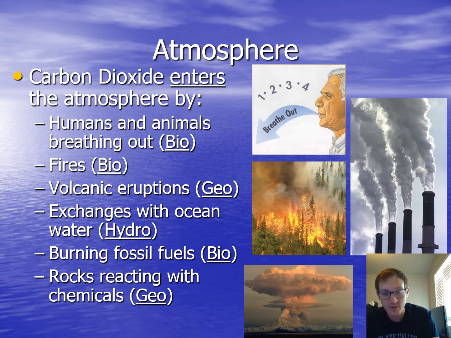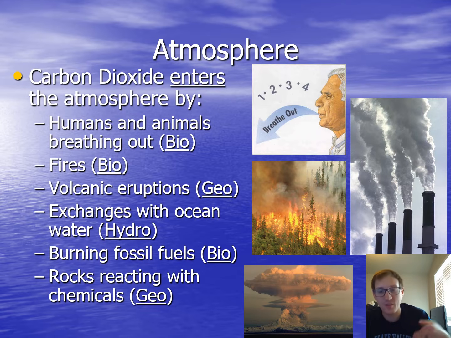Number 1, humans and animals breathing out carbon dioxide puts more carbon dioxide into the air. Fires create carbon dioxide, so wildfires put more carbon dioxide into the atmosphere. Volcanic eruptions do a couple, kind of both. That's actually technically from the geosphere because it's coming from the inside of the Earth. A volcanic eruption is obviously going to have some carbon dioxide. So that is an exchange from the geosphere into the atmosphere.